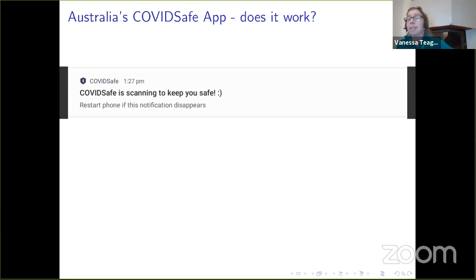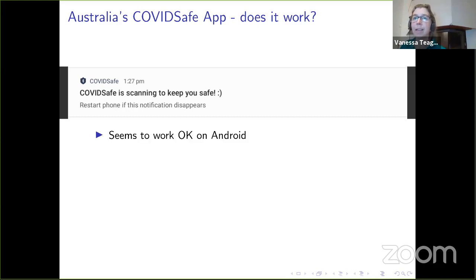So how do we know, does it work, is really the most important question, I think. As you can see, this is the little notification that comes up on my phone when I have the app running. It says, COVID safe is scanning to keep me safe. And then I get a cheerful little smiley. Unfortunately, this is somewhat inaccurate, because even if everything is working perfectly, it's not actually keeping you safe, right? At best, if this system is doing everything that one could possibly hope, it's helping you to keep others safe by lowering the likelihood that you infect them with something.